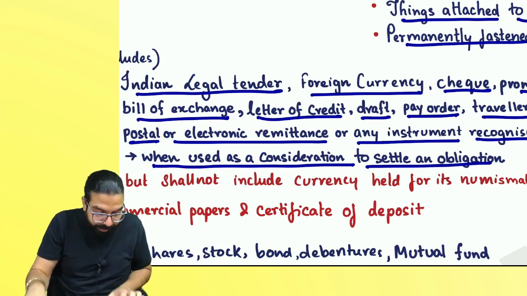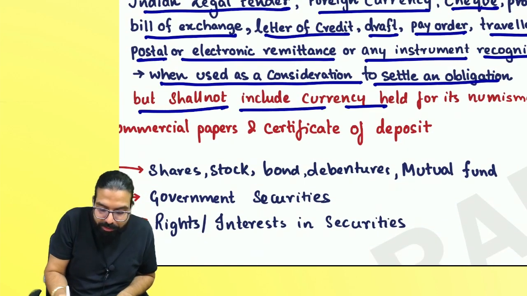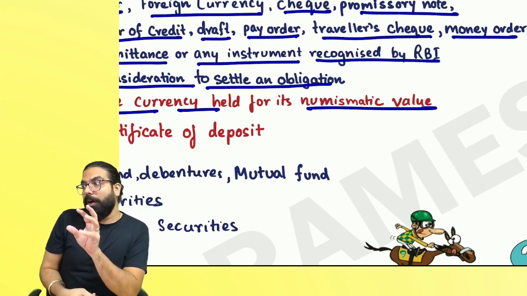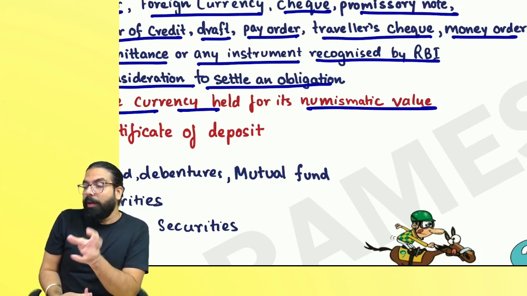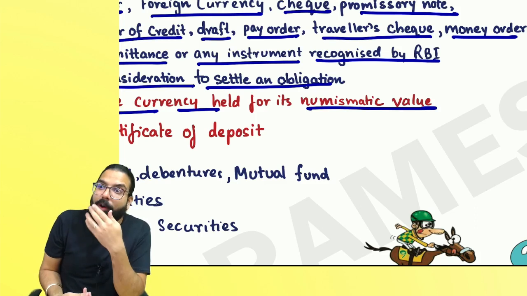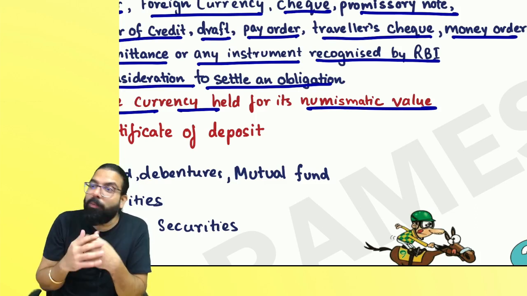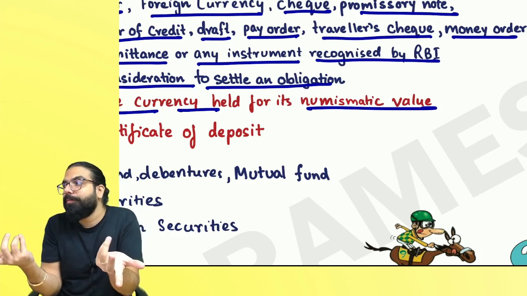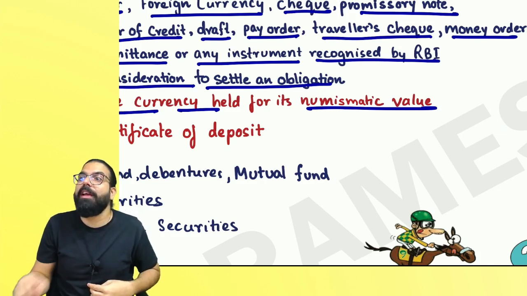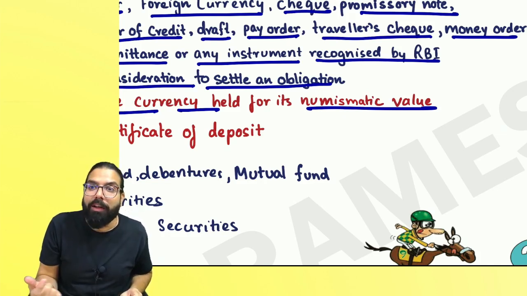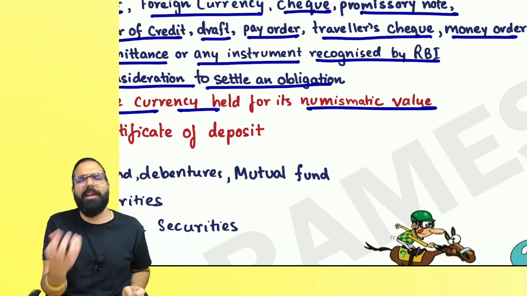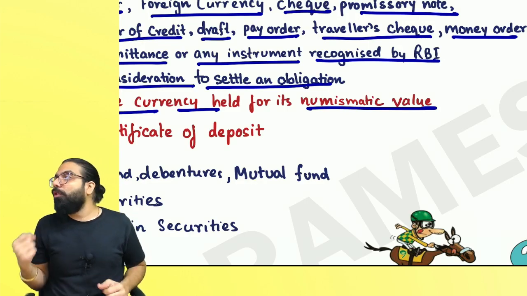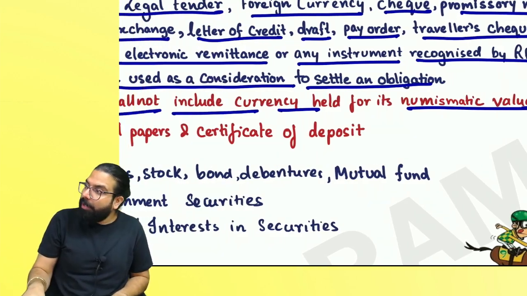Tell me one thing. Then it says, but shall not include currency held for numismatic value. What do you mean by numismatic value? Venkat has one old coin, from Akbar's time. Now, can you use all those coins to settle an obligation? Can you use it to pay someone? No. Now, if it is not money, what is it? It is goods. So if a shopkeeper is dealing in old coins, old notes, etc., which are no more in circulation, those are basically held for their numismatic value. Then are those goods or not? Goods. Is my point clear to all?